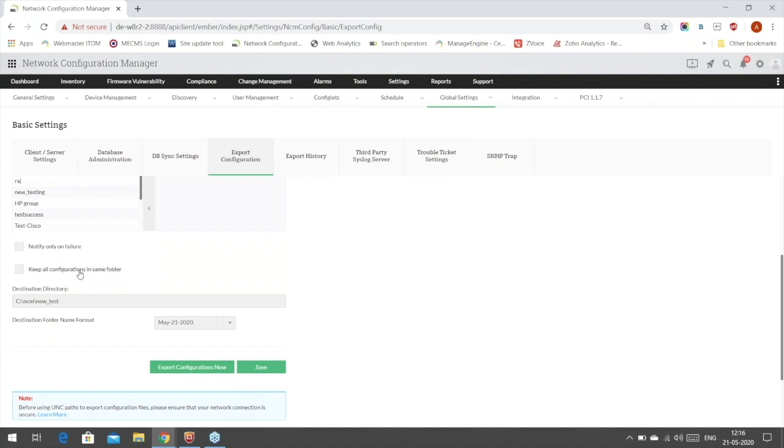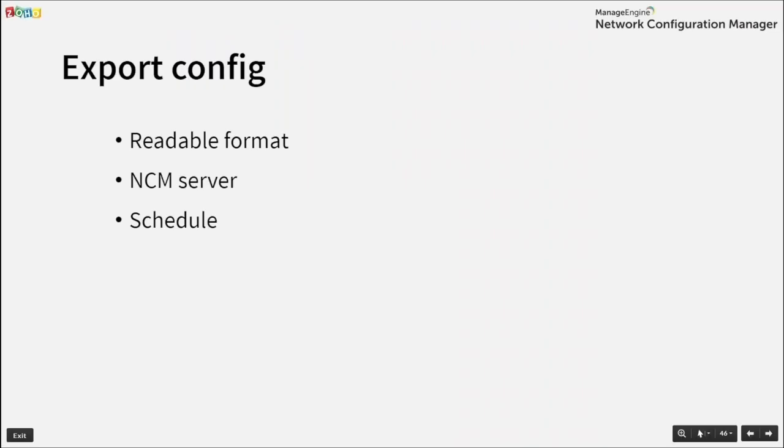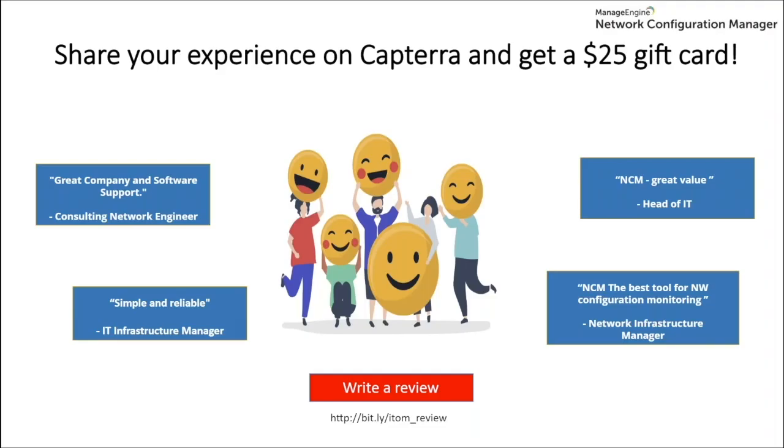And if you want to keep all the configurations that have been exported in the same folder, you can do that here. And here you can choose the destination directory. So this is the directory where you'll find all the configuration files within the NCM server. Once you're done with that, you can click on save if it is a schedule, or if you want to export configurations immediately, you can click on the export configuration files now option here. So you can use these text files, edit them whenever required, and if NCM is rendered unavailable for some reason, you can use these configuration files, edit them, or you can directly upload them using TELNET or PuTTY into the devices.